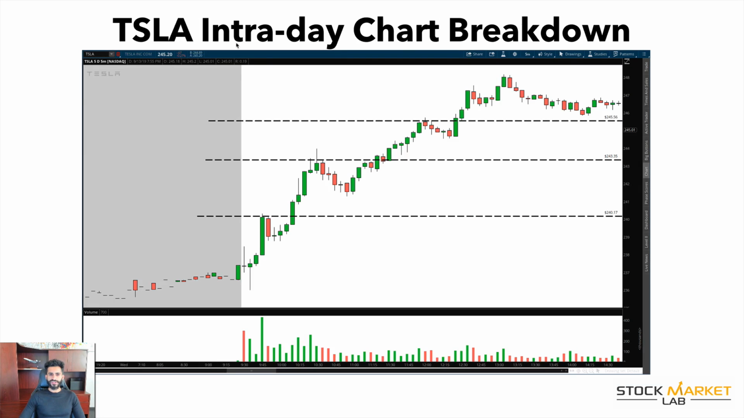Now we're going to go over Tesla's intraday chart. This is a 5-minute chart. So each candle represents 5 minutes for stock Tesla. We can see an uptrend. Consolidation, stock takes a break.